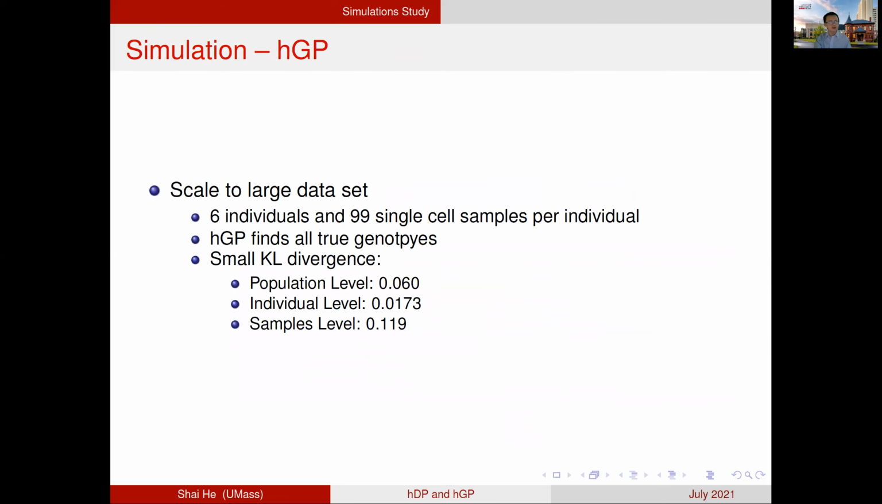And HGP can be used for larger data sets. So we fit it to a large number of individuals and loci with single cell samples per individual. And the HGP also identified all true genotypes with a small KL divergence.